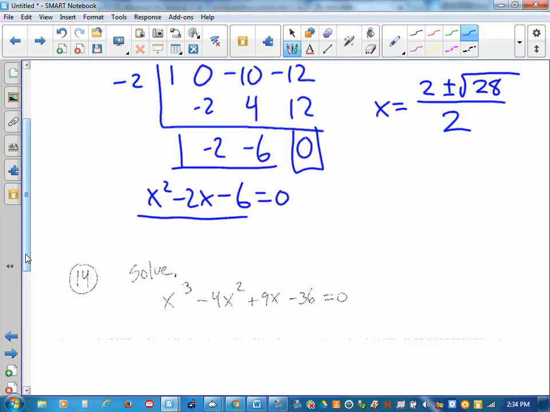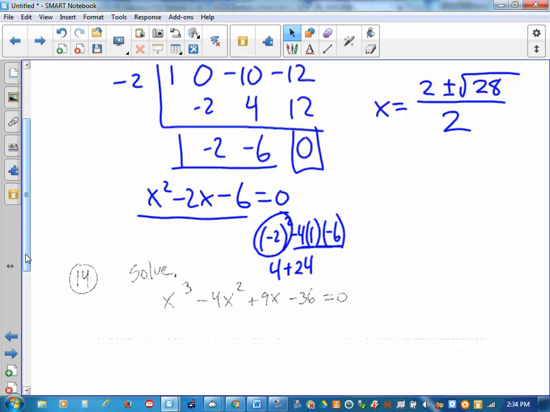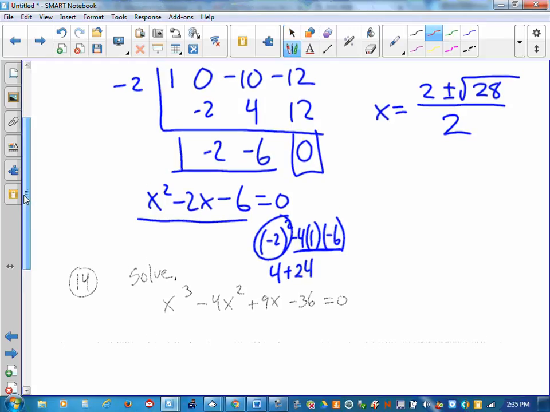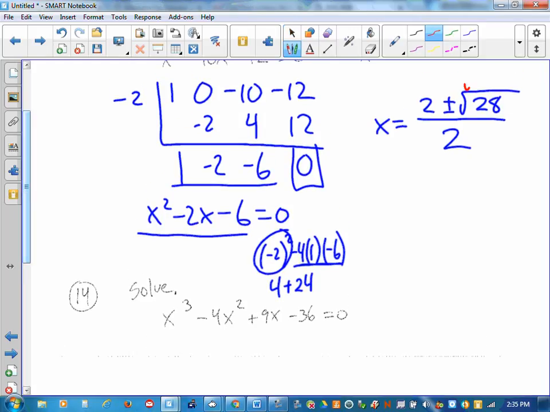Let's go over that discriminant. It's negative 2 squared minus 4 times a, which is 1, times c, which is negative 6. So that squared is 4. And then all of this together is positive 24. So it makes 28. Okay, I pick up the red pen because I'm going to pull out the largest perfect square out of the 28. And that would be 4.